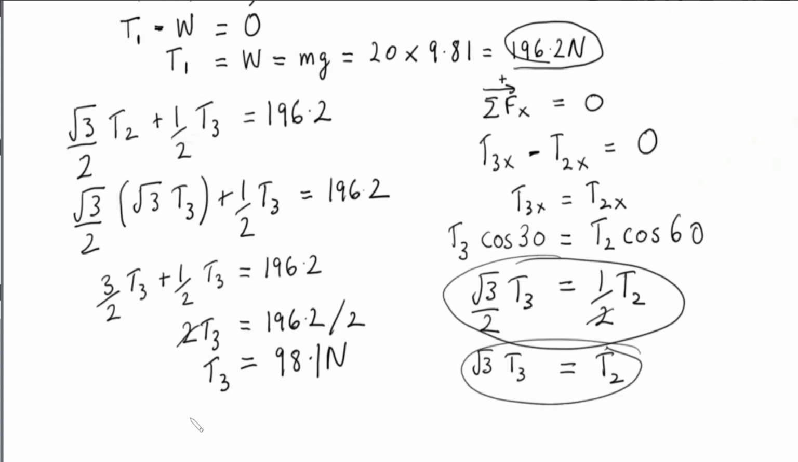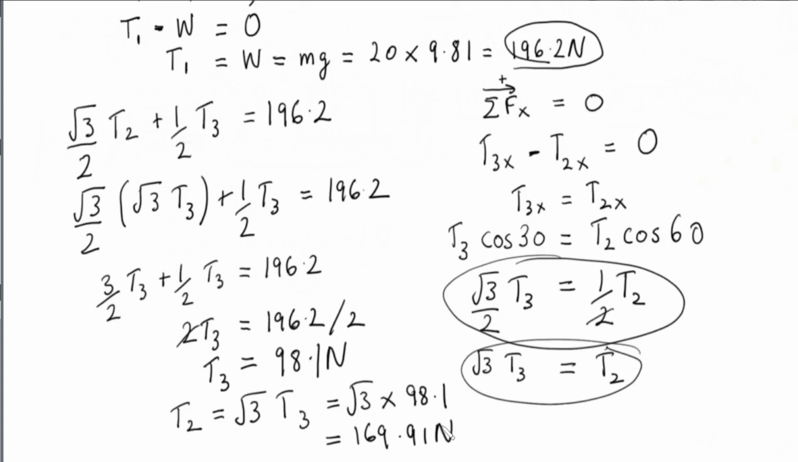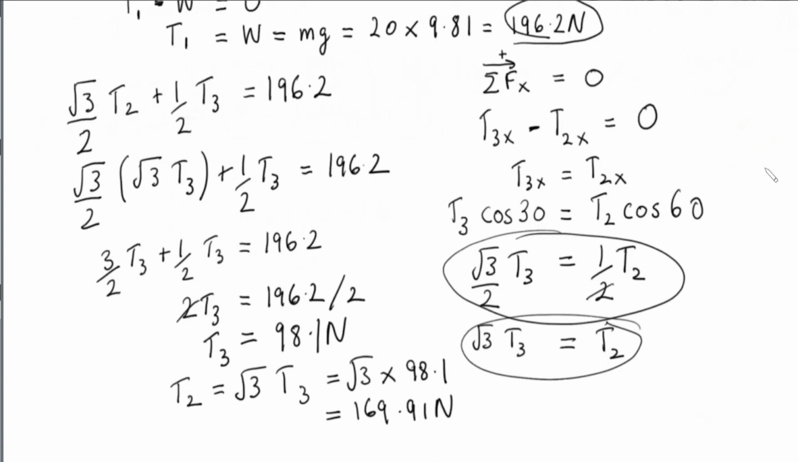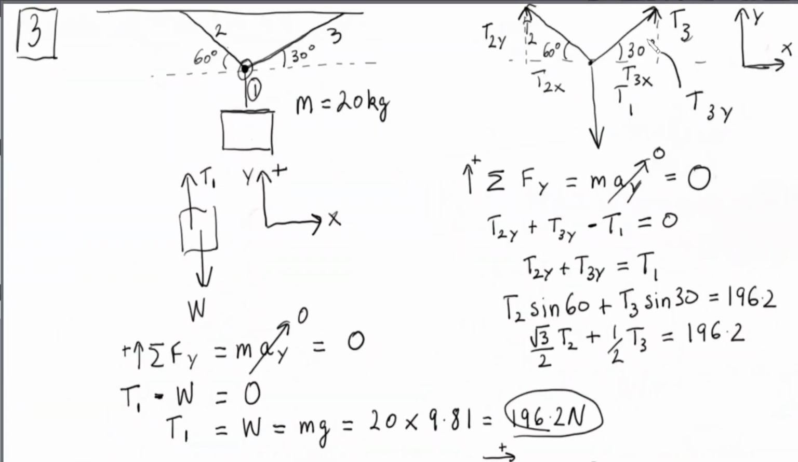Now that I know the value of T3, I can go ahead and put that back into this equation here, such that T2 is equal to square root of 3 times T3, which we found above here, which is root 3 times 98.1, to give us 169.91 newtons. And if we think about this intuitively, it actually makes quite a bit of sense, because we see that T2 here is actually working at a greater angle than T3, which means it's taking most of the weight force that's imposed by this chandelier.